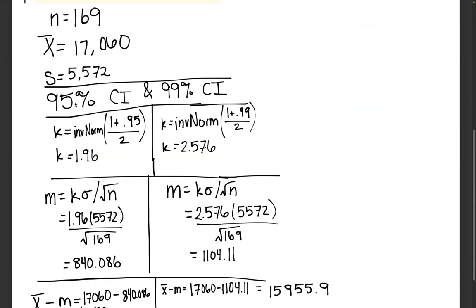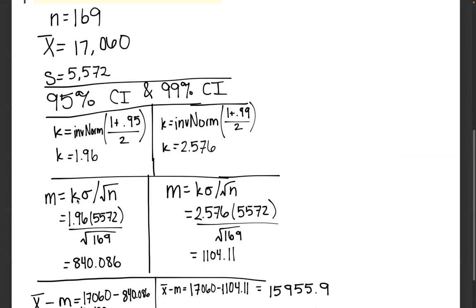So for the 95% confidence interval, if we want to find our K, we're going to do the inverse norm of (1 plus 0.95) divided by 2, where 0.95 comes from the confidence level we want, with 0 as the mean and a standard deviation of 1. And so that gives us a K of 1.96. And for the 99% confidence interval, we would have 0.99 instead of 0.95, which would give us a K of 2.576.